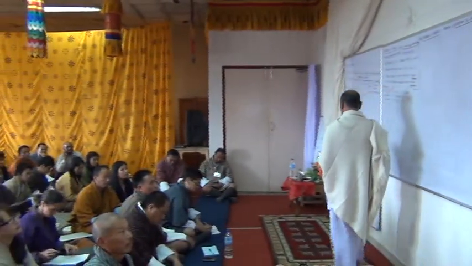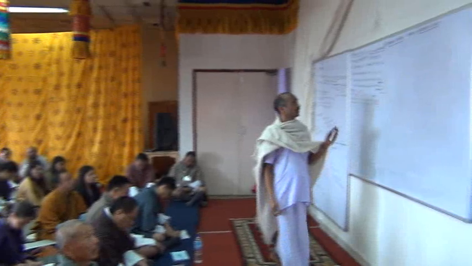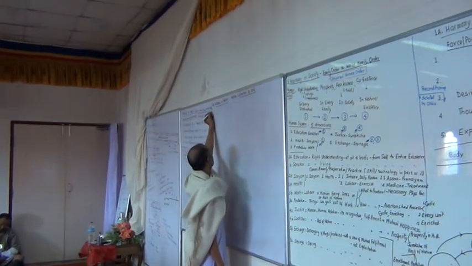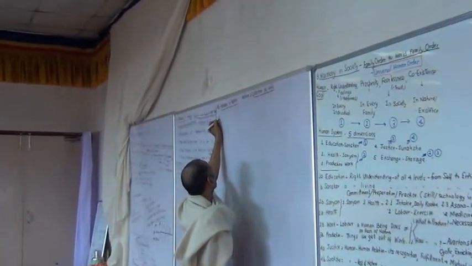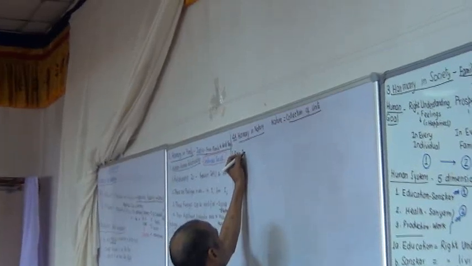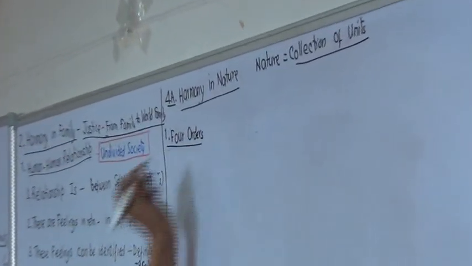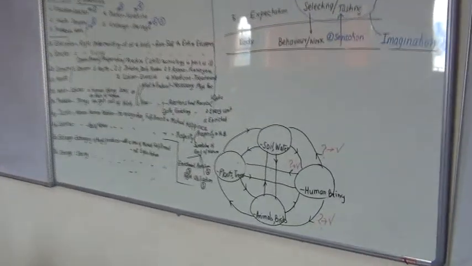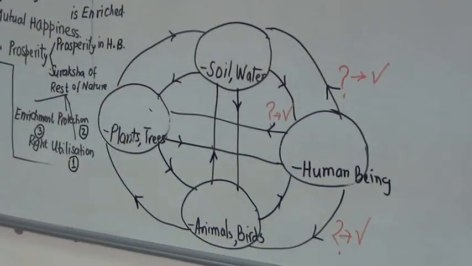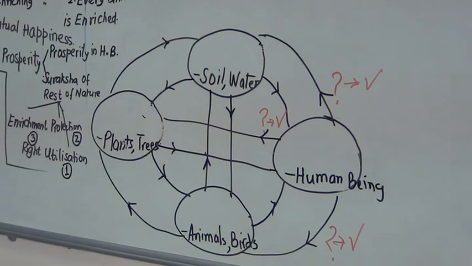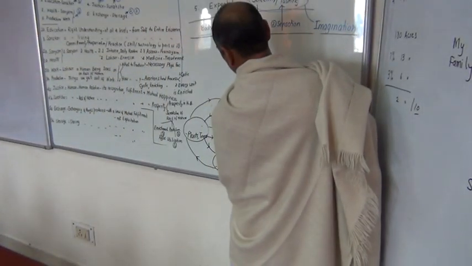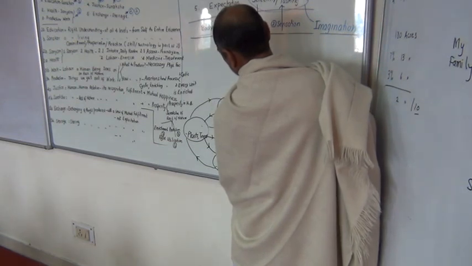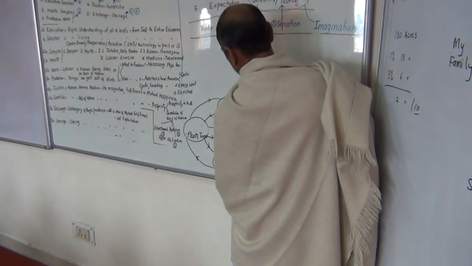Now, if you look at nature, you can see that all these units can be seen in terms of these four orders. We can identify them with their specific characteristics, which we will mention in detail now. This is called the physical order, this soil and water and things like that.